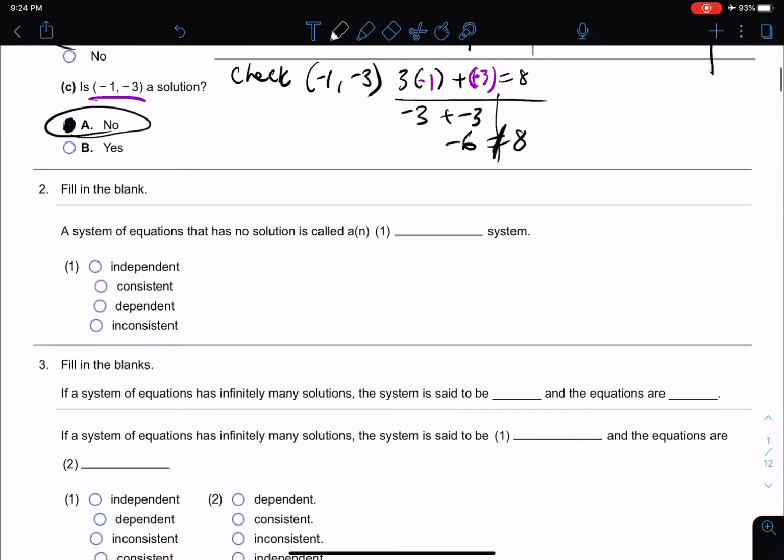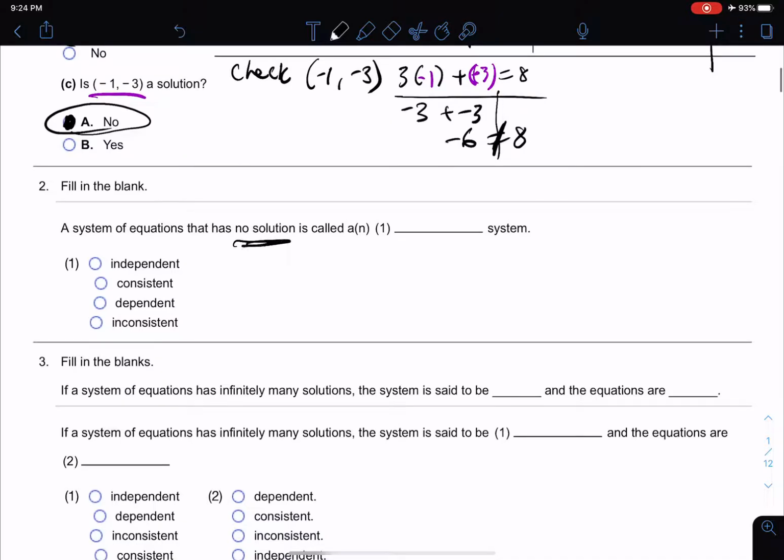Fill in the blank. So this is kind of what I was talking about at the end of my little mini lecture. A system of equations that has no solution is called, what kind of system has no solution? Is called inconsistent, right? Inconsistent system.